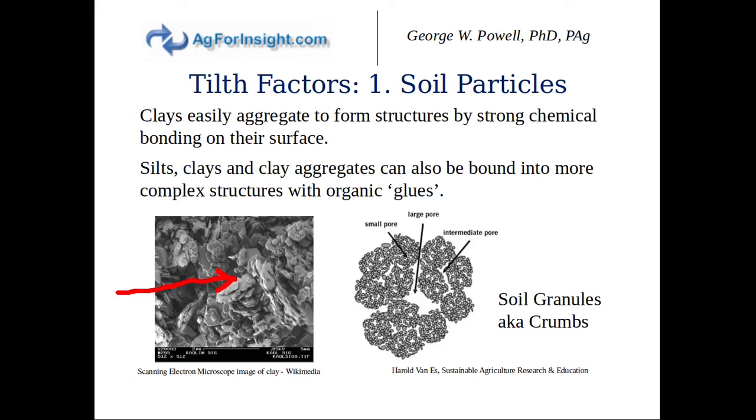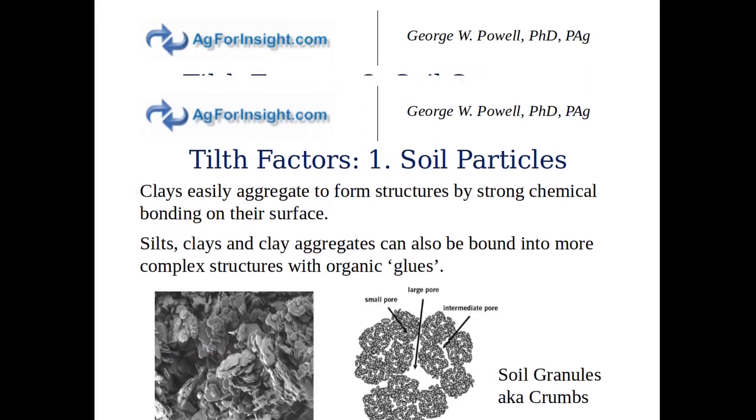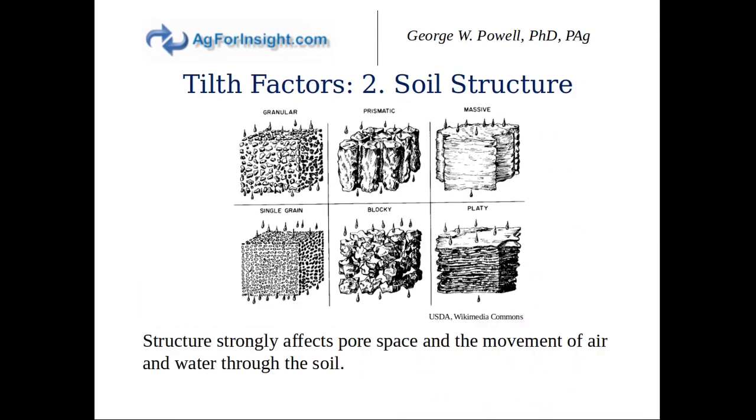Silts, clays, and clay aggregates can also be bound into more complex structures with organic glues. And these form soil granules, which are also sometimes referred to as soil crumbs. But they have a range of particles and particle aggregates with large, small, and intermediate pores between those aggregates. Because of the various sizes and orientation of soil particles, they form different soil structures. Some of these are positive for crop growth, some of them are challenging for crop growth.